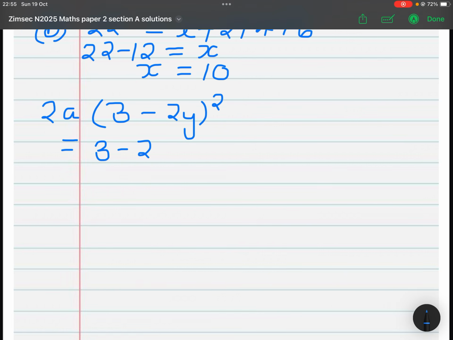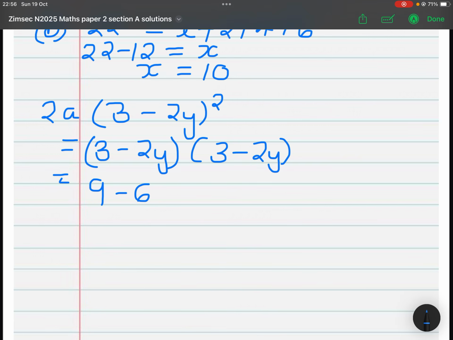So we are going to expand it like this. We say 3 minus 2y times 3 minus 2y. And then after that, we say 3 times 3, we get 9. And then 3 times minus 2y, we get minus 6y. Minus 2y times 3, we get minus 6y. And then minus 2y times minus 2y, we get positive 4y squared.